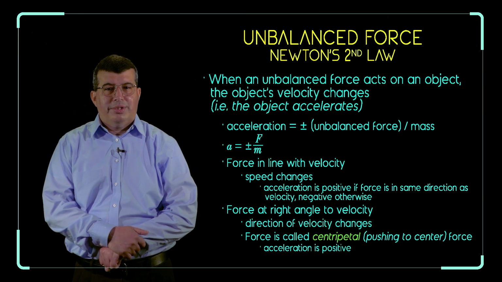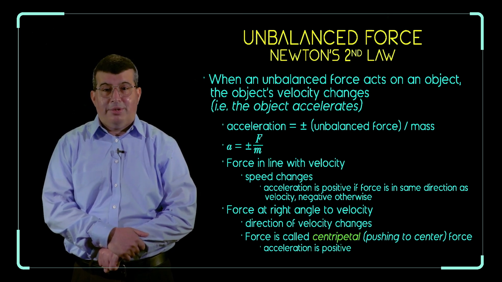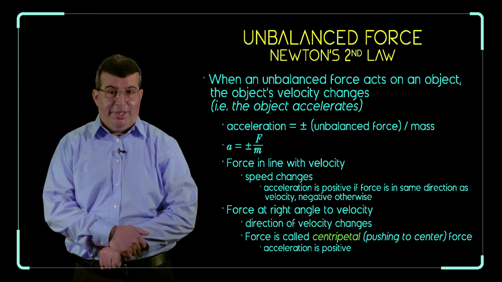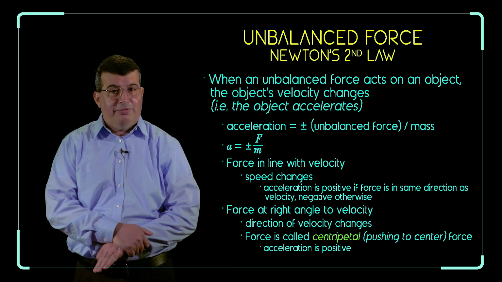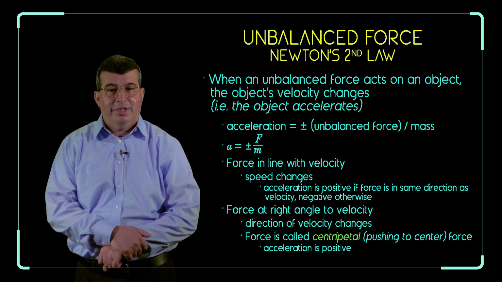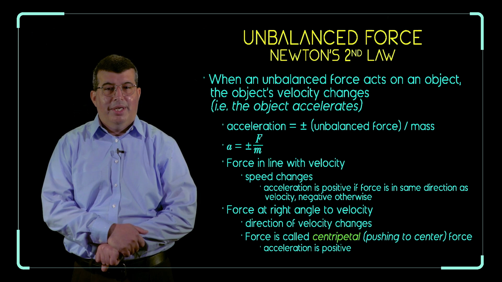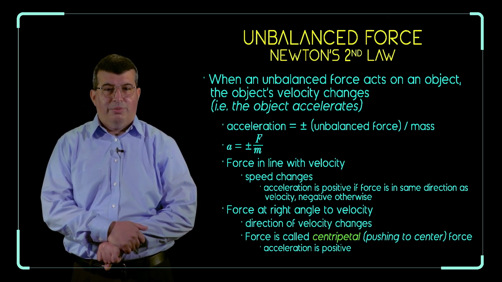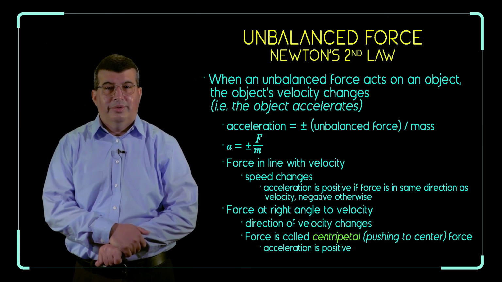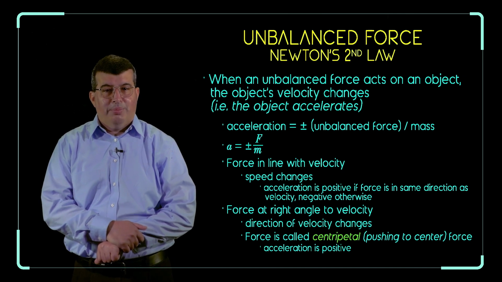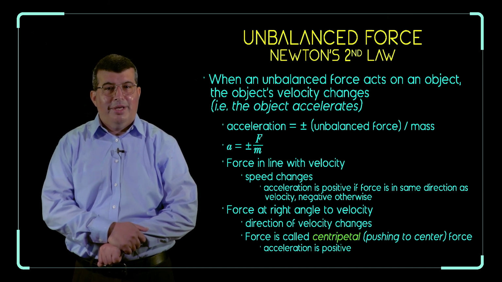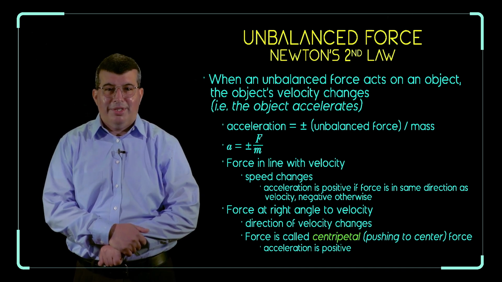So if the force is in the direction of the motion or opposite the motion, so in line with the velocity, then the object's speed will change. And the acceleration will be positive if the force is in the same direction as the velocity, negative otherwise. And if the force is at right angles to the velocity, then the direction of the velocity will change and the object will move in a circle. And in that case, we have centripetal force because the force is towards the center of the circle. Let me demonstrate that for you with the simulations again.